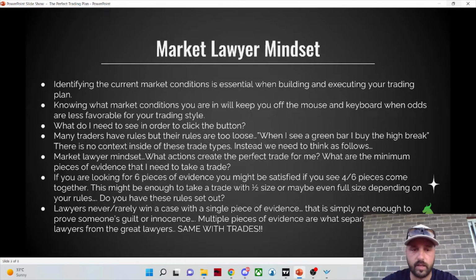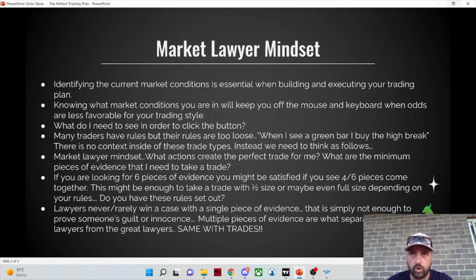Instead, we need to do things as follows. So, market lawyer mindset again. What actions create the perfect trade for me? Okay, so what do I need to see in order to execute on the perfect trade? Also, what are my minimum requirements? What are the minimum pieces of evidence I need in order to click the button?